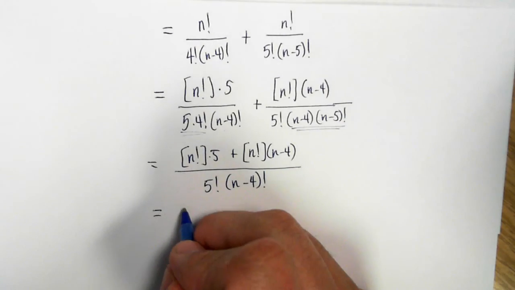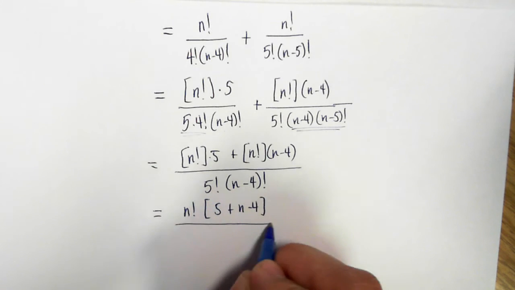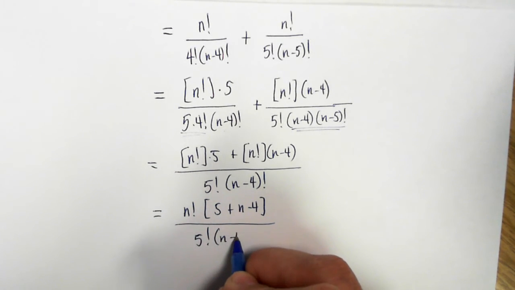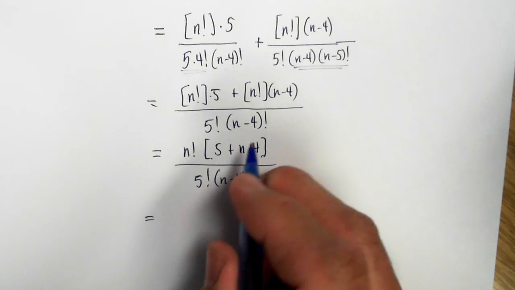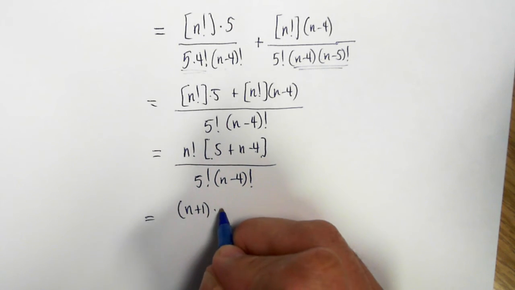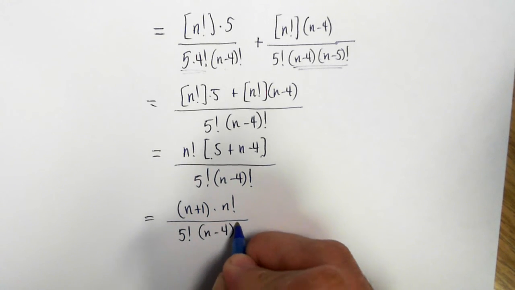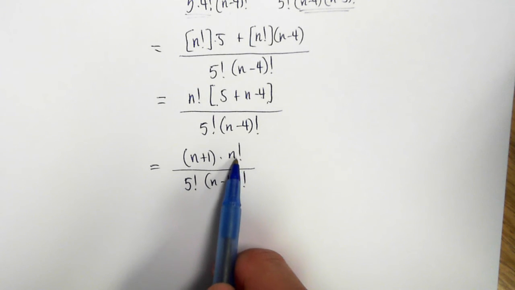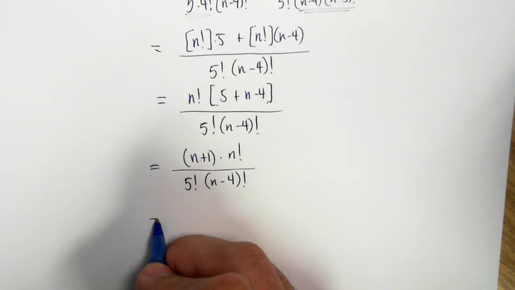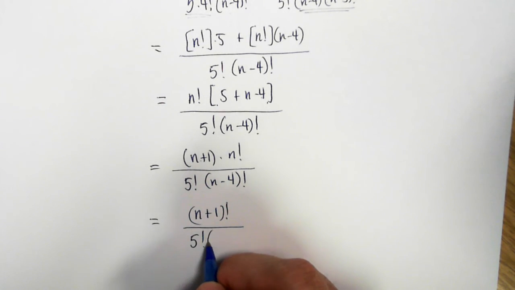Okay, now in the numerator I can factor out the n factorial, leaving me 5 plus n minus 4. Now the thing in brackets is going to be n, 5 minus 4 is plus 1, so n plus 1 times n factorial over 5 factorial times n minus 4 factorial. Okay, that's correct, but I can simplify it even further. This part is 1 times 2 times 3 all the way to n, then I multiply it by an extra n plus 1. So the numerator is really n plus 1 factorial over the same denominator.